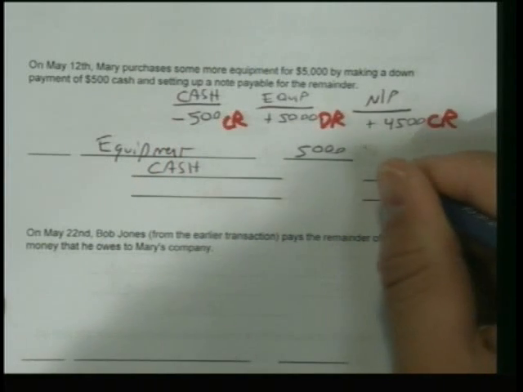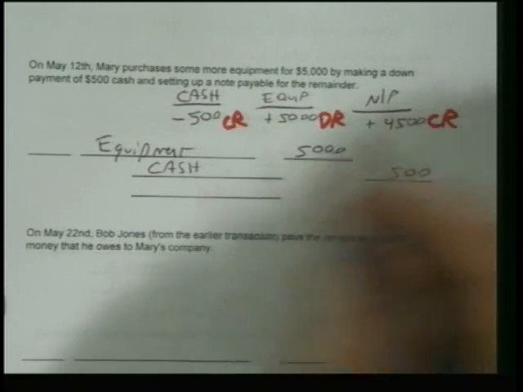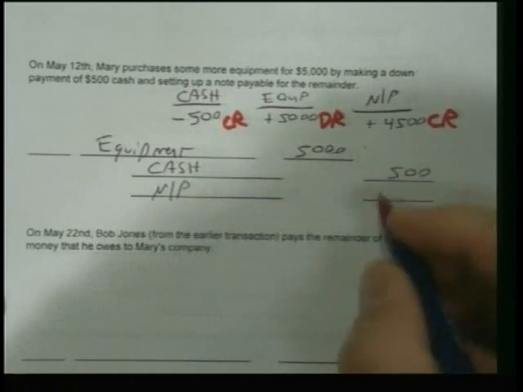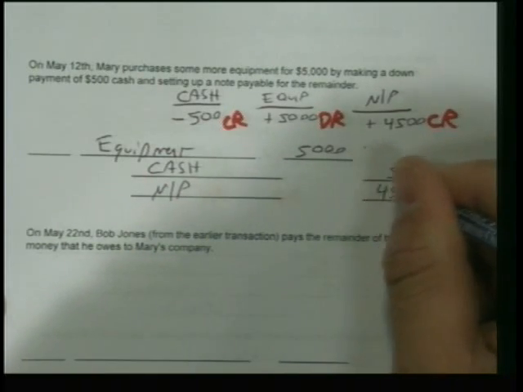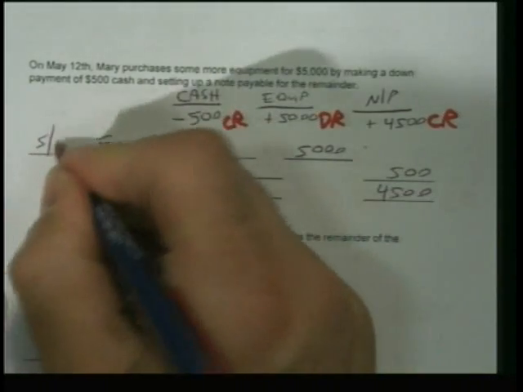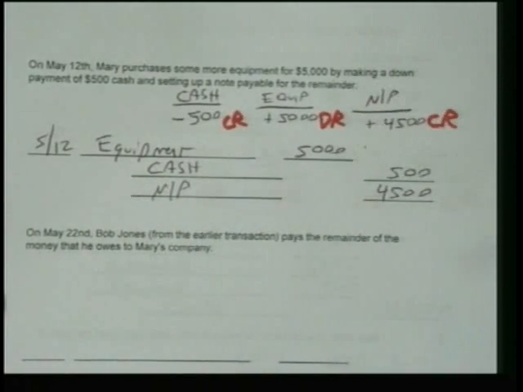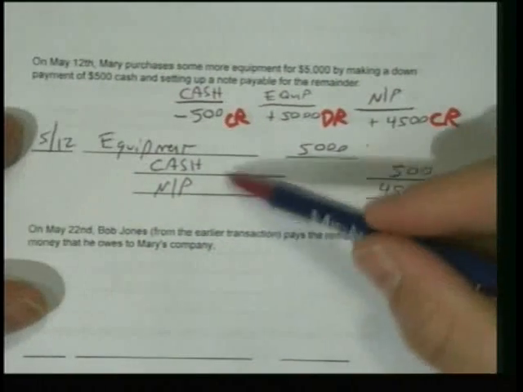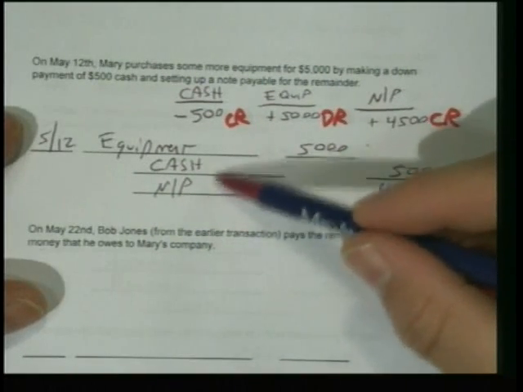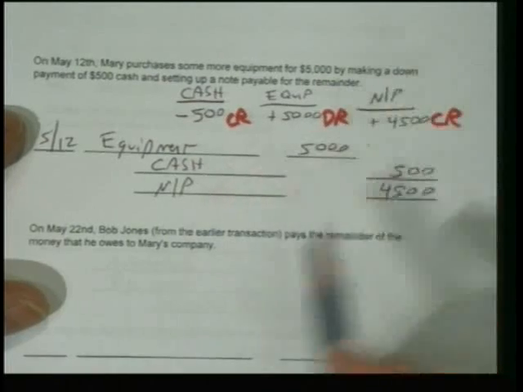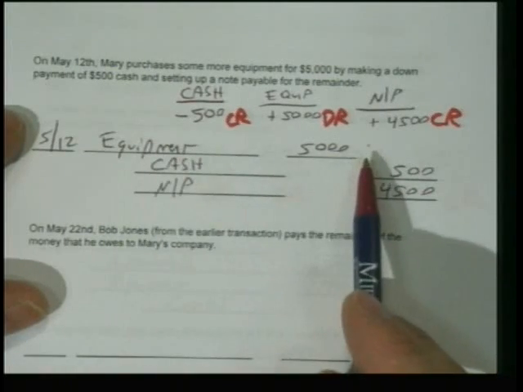Not minus 500, just 500. And notes payable, 4,500. And this happened on May the 12th. Does that order really matter on here? Between cash and notes payable, no. But it does matter that the accounts being debited are first. Right. And see how I'm indenting these as well. Okay? But no, you could put notes payable before cash if you wanted to.